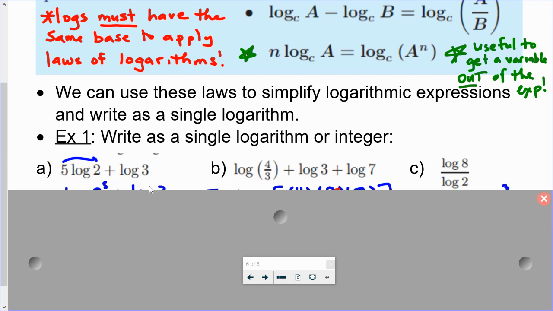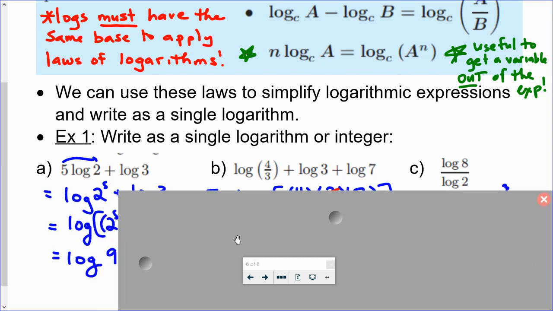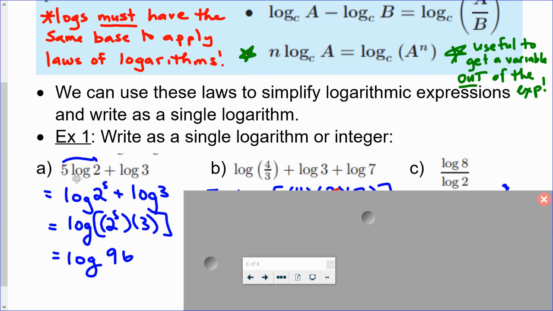So for example, if I want to write these two as a single logarithm, I'm going to apply this third law first, okay? So the first thing I'm going to do is say, okay, this is the same as saying log base 10. Remember that if there's no base written, it's assumed to be 10. So log base 10 of 2 to the 5. I can take this factor and bring it up as an exponent.